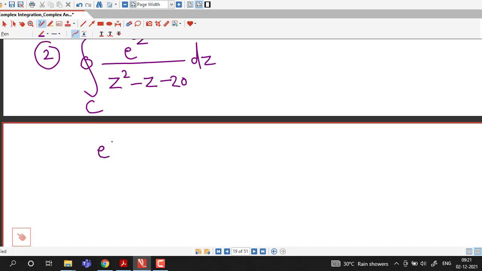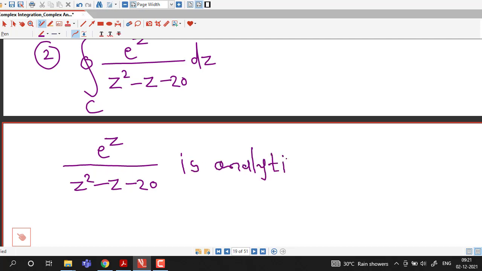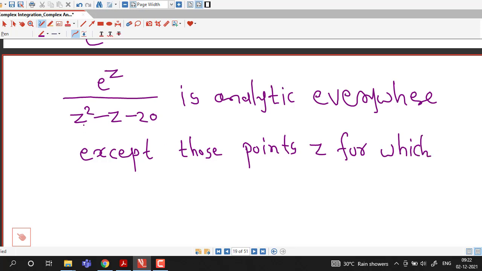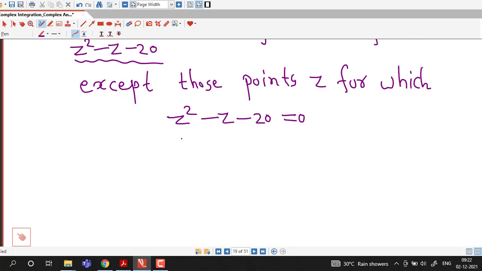Now we can see that this function is also analytic everywhere except those points z for which the denominator becomes 0. So we can find the solution of this equation.